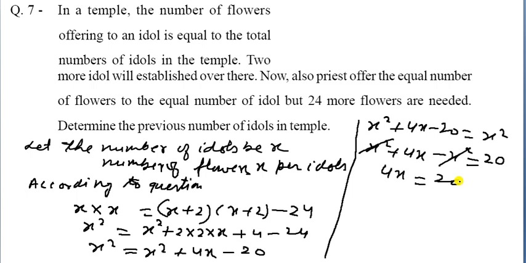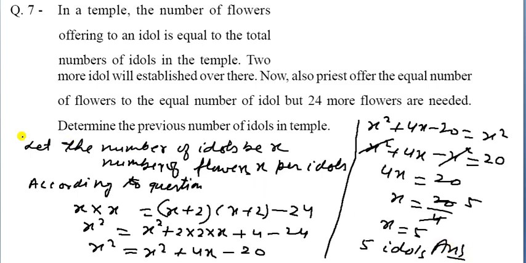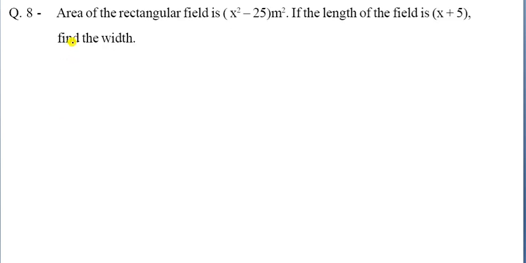So 4x is equal to 20 and now x is equal to 20 upon 4. 4 ones are 4 and 4 fives are 20. So x is equal to 5. So 5 idols are here. You can write here 5 idols. So that one is your answer. So let us see the next one.